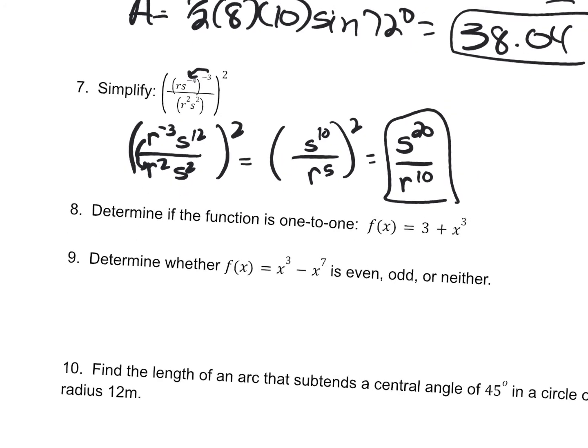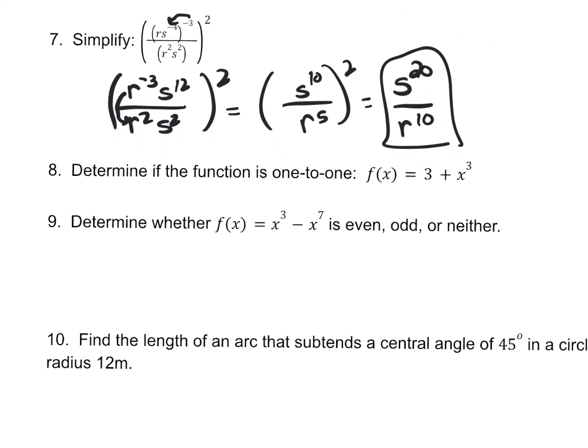Okay, number 8, couple more here. Determine if the function is 1-to-1. Remember, to be 1-to-1, it must pass the horizontal line test. Now, the graph of this one is going to go up 3 because it's got the 3 right there. It's a cube, which means it's half a parabola up, half a parabola down. Does that pass the horizontal line test? Heck yeah, it does. So you just put yes.